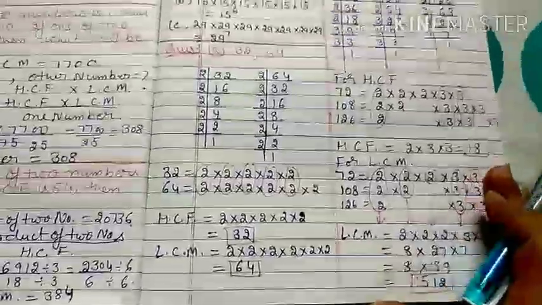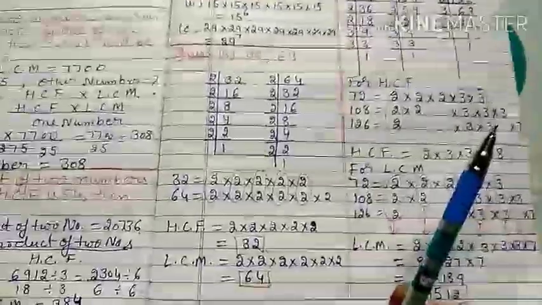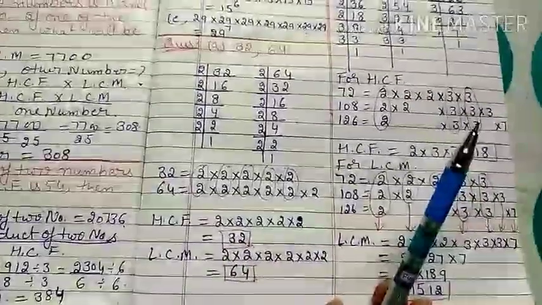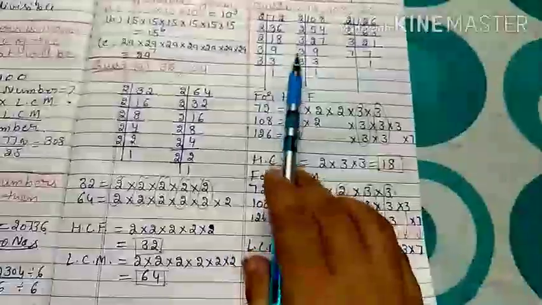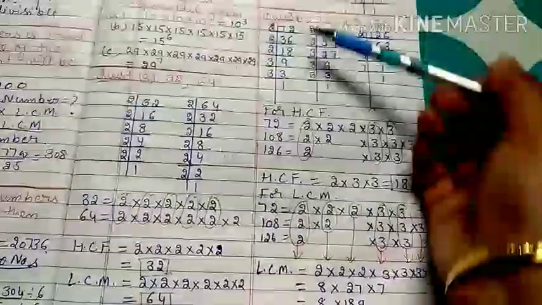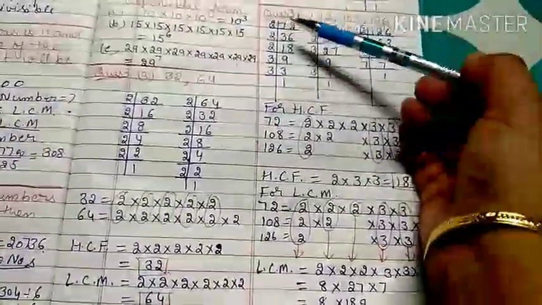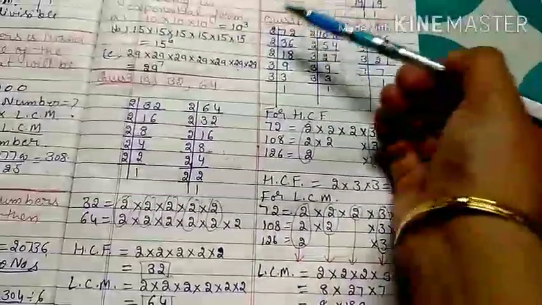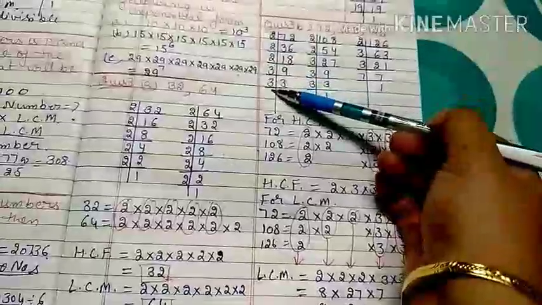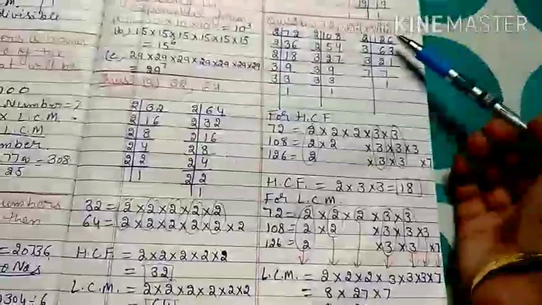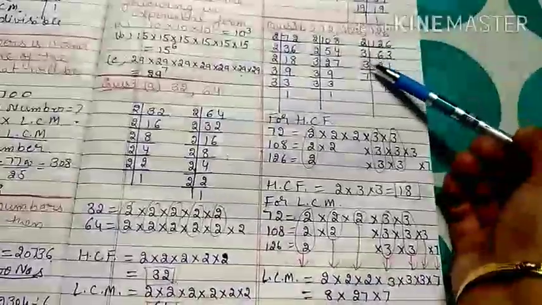Now in your question number 3, you have to find the HCF as well as the LCM through the prime factorization method. So I will take one question here. If I have question 3 B part, the numbers 72, 108, 126, I will go with the prime factorization of these numbers. First I will find the prime factors of 72. Prime factors of 72 are 2, 2, 2, 3 and 3. Similarly, prime factors of 108 are 2, 2, 3, 3, 3. Similarly, prime factors of 126 are 2, 3, 3, 7.